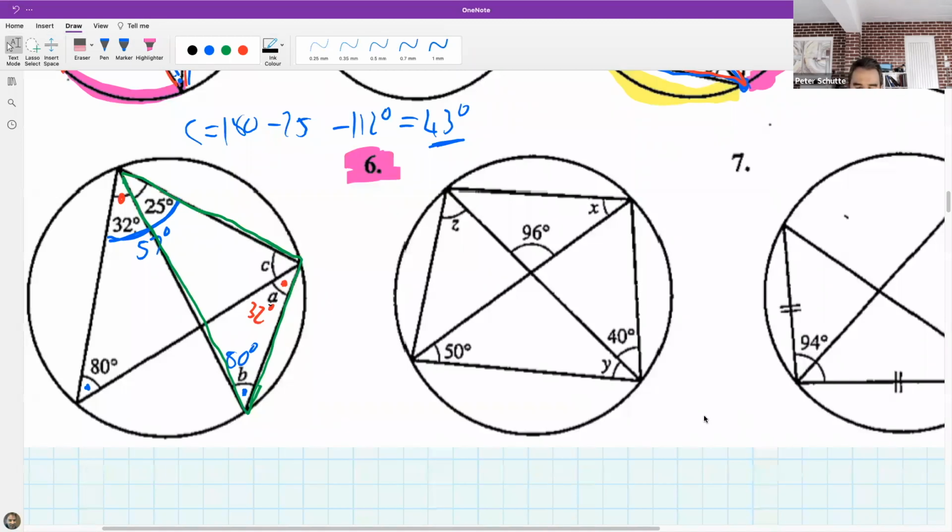Okay, so for solving number 6, I first focused on Y. So Y, down here. Yes, and then I used this triangle, 96. So I said 180 minus 50 minus 96, which is 34. So Y is 34.